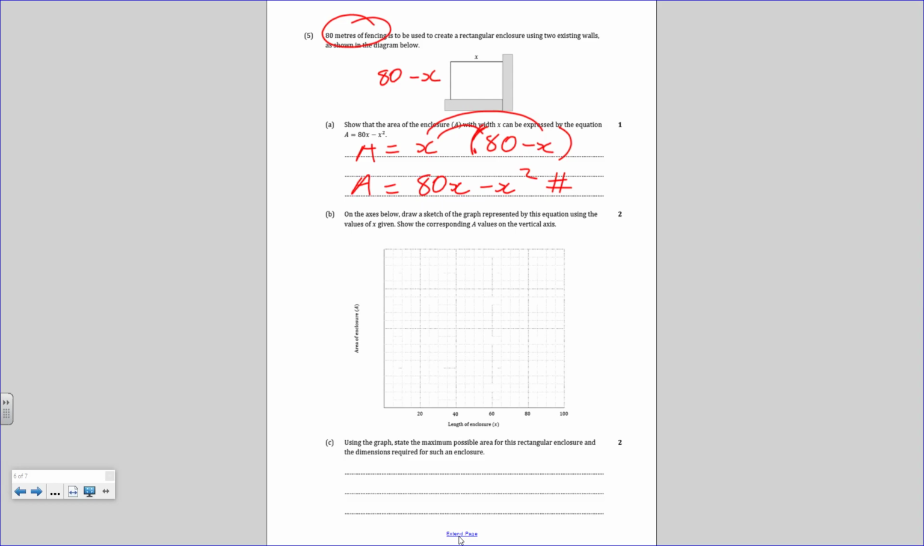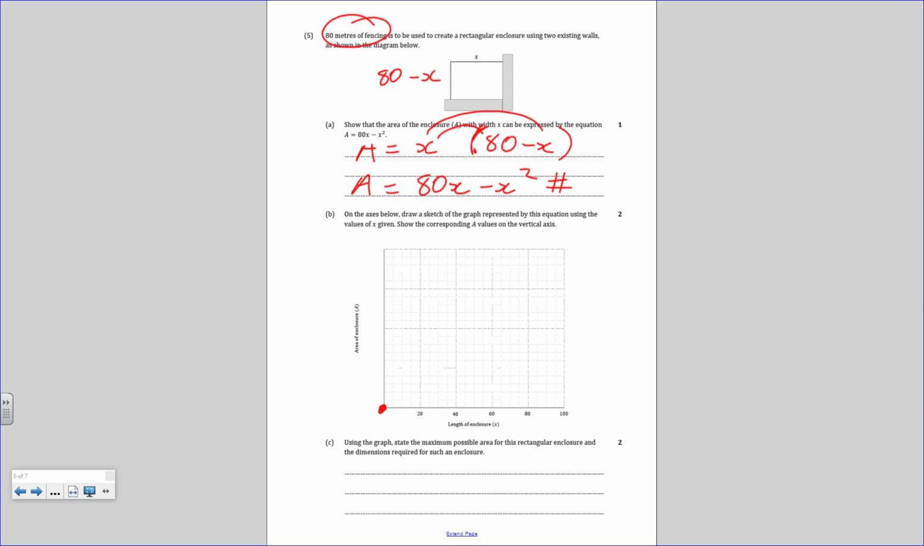So if x equals 0, first of all, well, 80 times 0 is 0, minus 0 squared is 0. So here we have a point there. When x equals 20, what we'll do, 20 times 80 is 1,600, minus 20 squared is 400. So 1,600 minus 400 is 1,200.